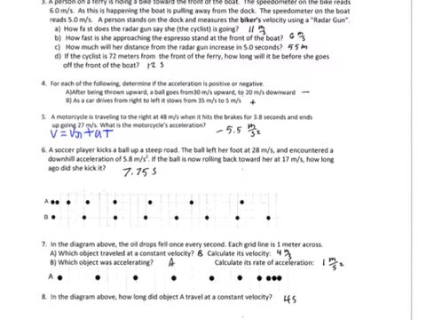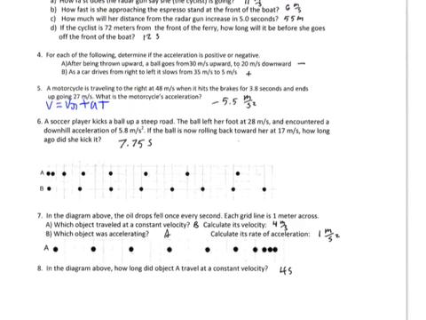Alright, let's keep going here. Soccer player kicks a ball up a steep road. Alright, so let's make a list of what I know. It leaves her foot at 28, so that's V initial. Encounters a downhill acceleration, so I have A. It's rolling back to her at, I have V final. How long ago did she kick it? That's time. Hey, look at that.